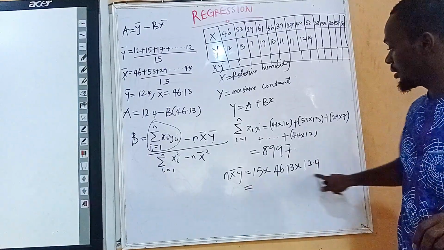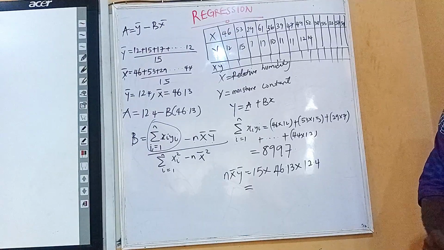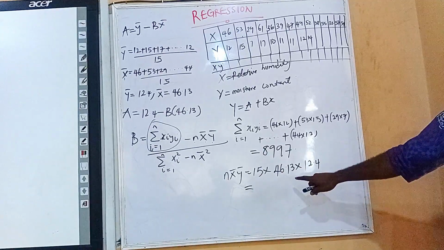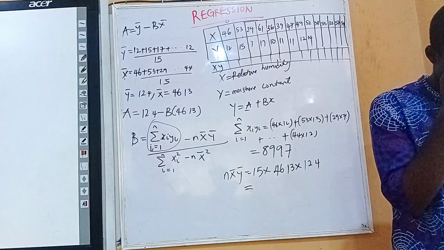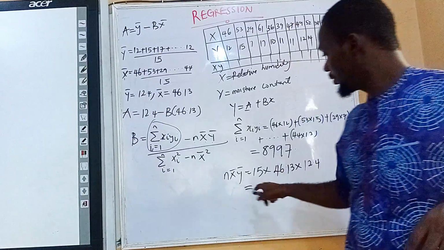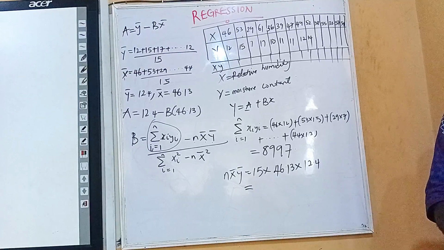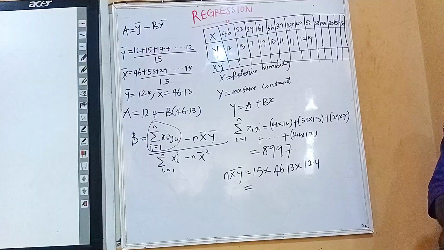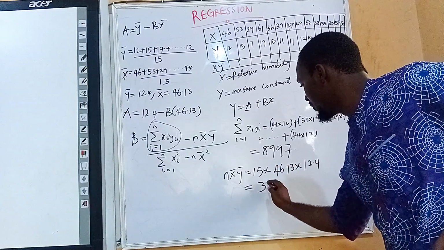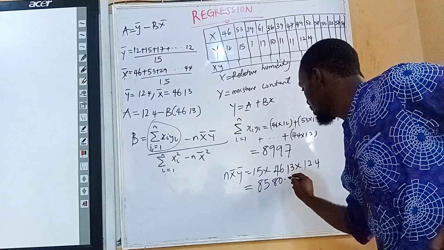So let's punch this thing: 15 times 46.13 times 12.4. That gives 8580.18.